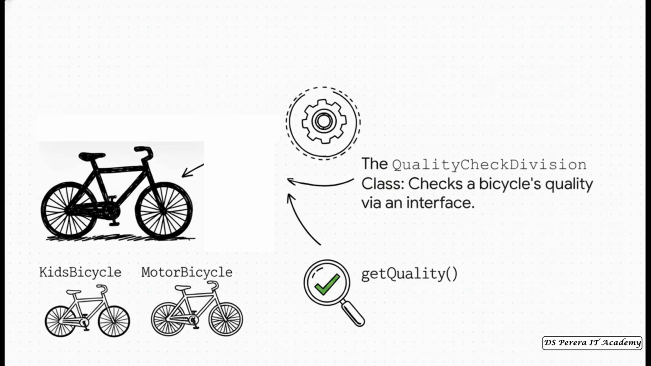And its check quality method is super interesting. Look at the parameter type it accepts. Checkable QC bicycle. It doesn't say motor bicycle. It doesn't say kids bicycle. It says checkable. This is a type we haven't defined as a class. So what is it? This is our introduction to interfaces. The method simply trusts that whatever object it receives of type checkable, it will definitely have a getQuality method it can call.